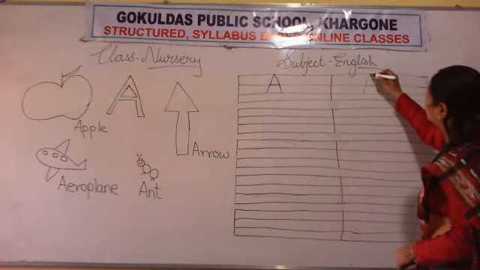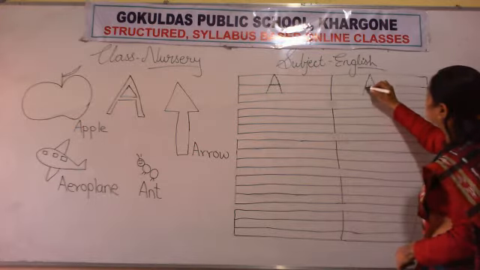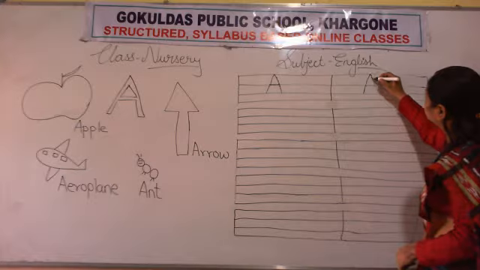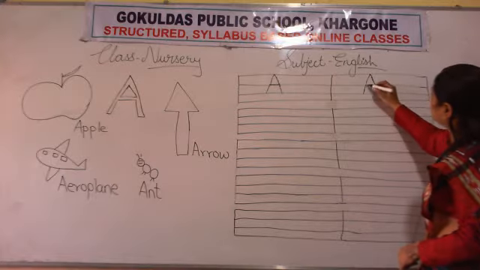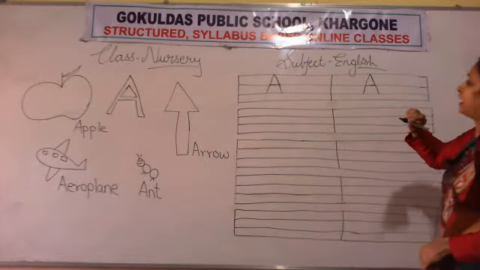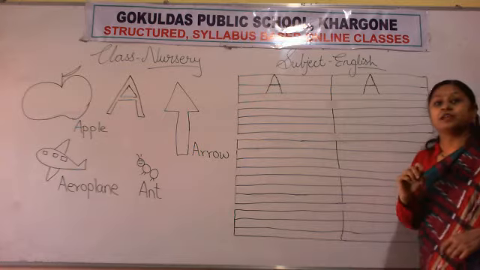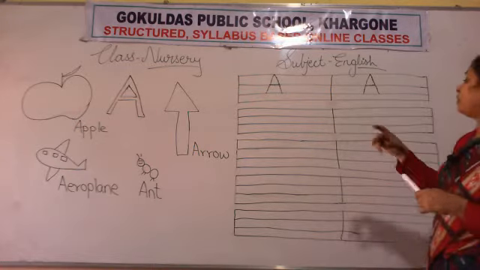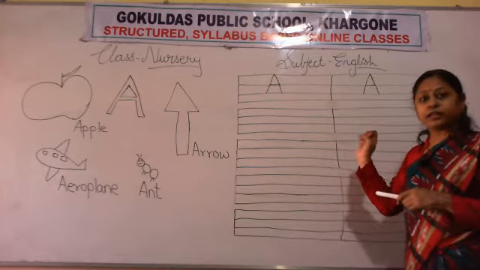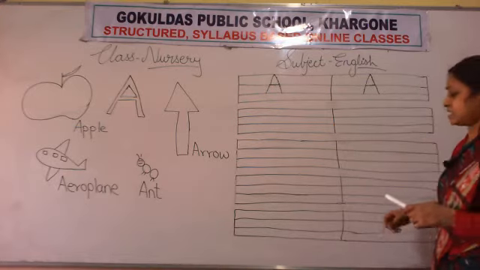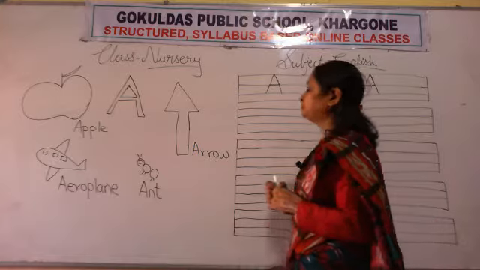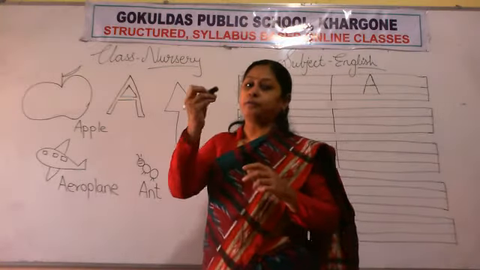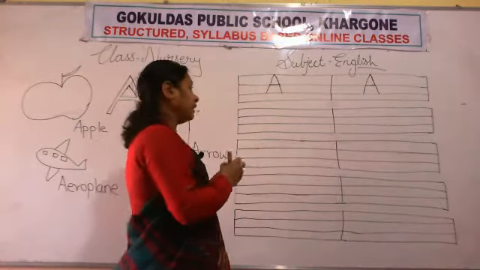Again, here, slanting line, and then sleeping line. Which letter will form? Letter A. Very good. So, we have to write letter A like this. Again, hold your pencil properly.